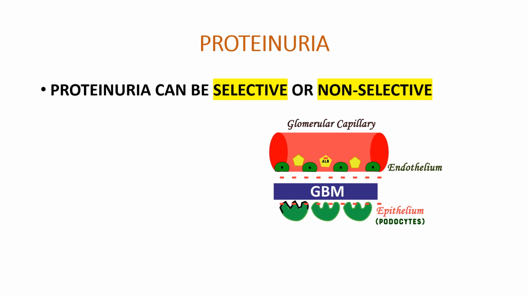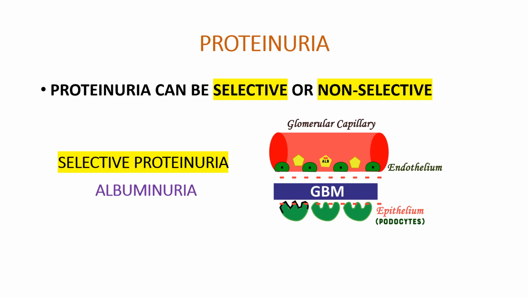The reason why I say selective is that there is only one type of protein. For example, let's take albuminuria. When I say the word albuminuria, I'm referring to only one type of protein coming out, and that is the albumin. So this would be a selective proteinuria. Sometimes the examiners can ask you what is selective and what is non-selective proteinuria. And one of the good examples of selective proteinuria is albuminuria.